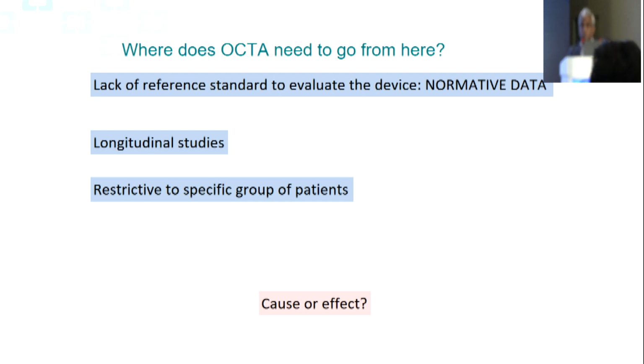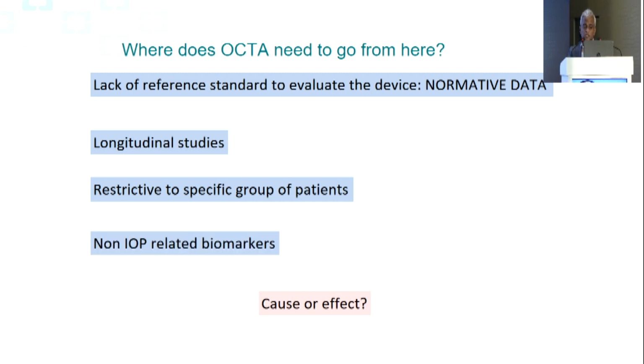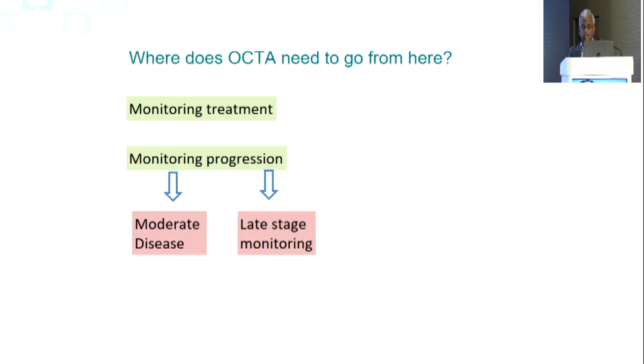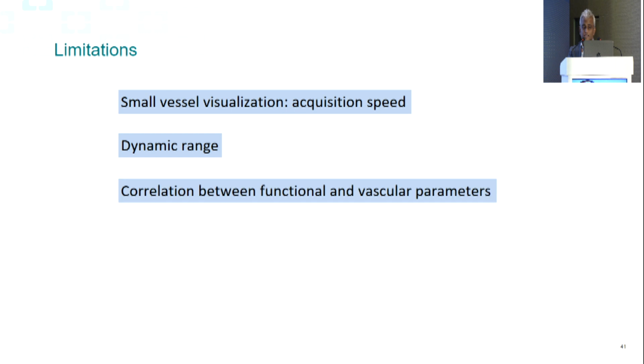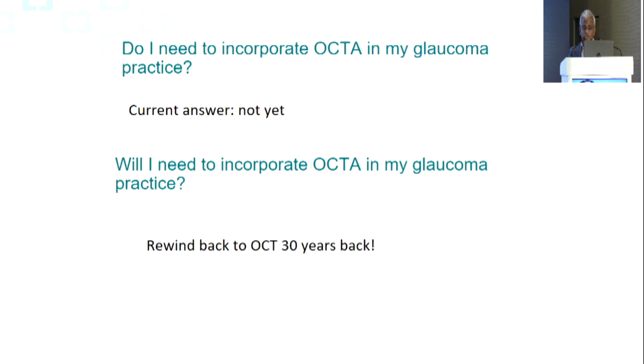It is restricted to specific groups of patients. Non-IOP related biomarkers need to be figured out, and we still don't know whether it's cause or effect. That's the answer to this. So it's good probably at this point to monitor progression in moderate and late stage monitoring. And small vessel acquisition is difficult because of the speed of visualization. The dynamic range is still a question. Correlation between structural and functional parameters needs to be better established. The flow signal quantification is still a challenge.